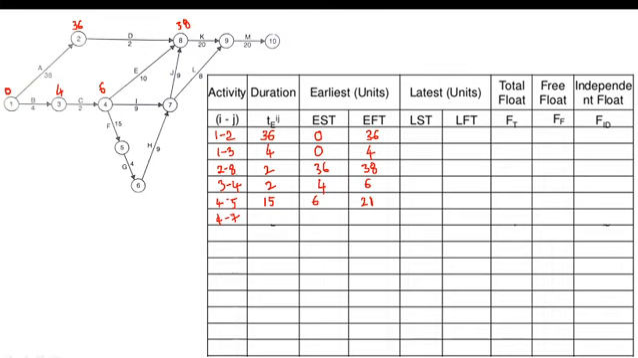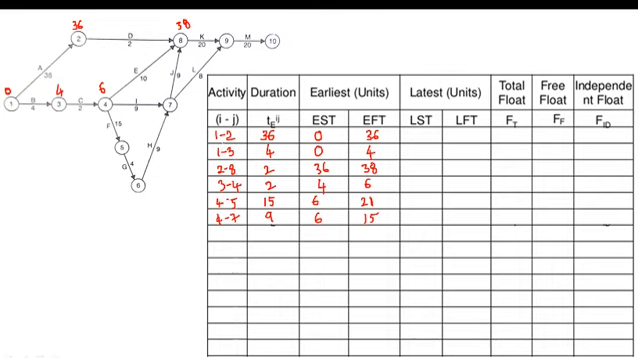Now if you consider activity 4 to 7, what is the duration of activity 4 to 7? 9 is the duration. It is given in the problem network diagram. What is the earliest start time? 6 is the earliest start time. Then 6 plus 9, what is the value? 6 plus 9 is 15. So this 15 becomes the earliest finish time.